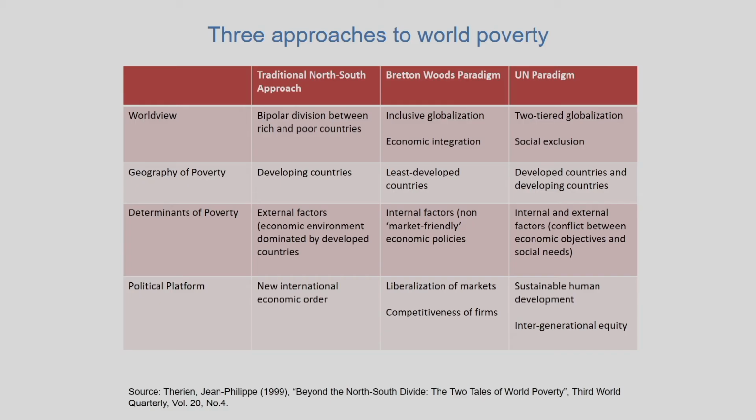In terms of the determinants of poverty, the traditional North-South approach talked about external factors, economic environment dominated by the developed countries. The Bretton Woods paradigm talked about internal factors. The Bretton Woods paradigm basically said that the national governments in the developing countries are non-market friendly. They have left the social sector and various other sectors largely to the governments, and the states must withdraw from the markets, from the different sectors, to be able to make them more market friendly, and therefore the Bretton Woods paradigm suggested more market liberalization.